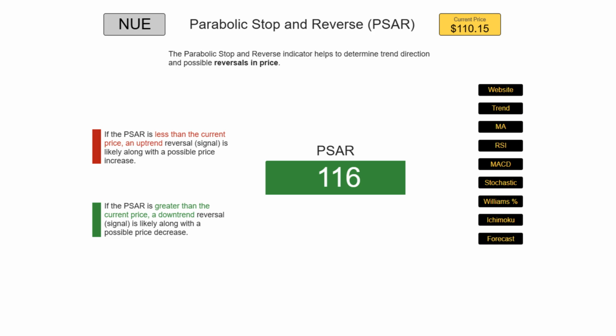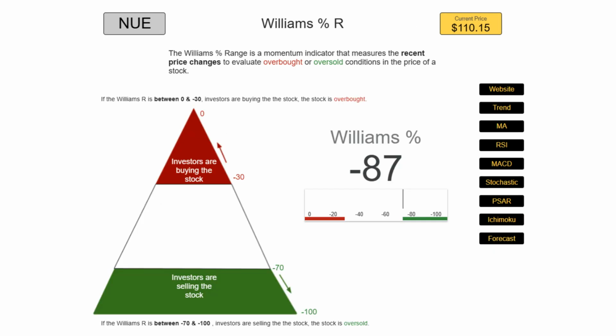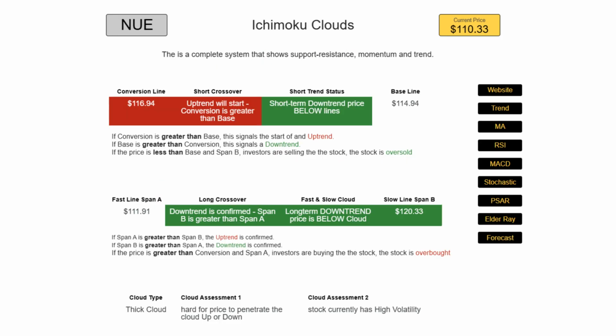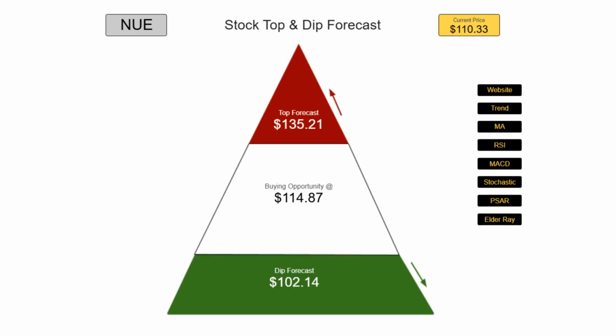There is room for this stock to rise. A $6 rise is reasonable in the short term. The Williams R is negative 82, dip territory. The Elder Ray indicator has both negative numbers, dip territory. The Ichimoku clouds confirm the dip on the short term. The current price is below the lines and the cloud. The current price is close to the dip forecast and lower than the buying opportunity of $114.